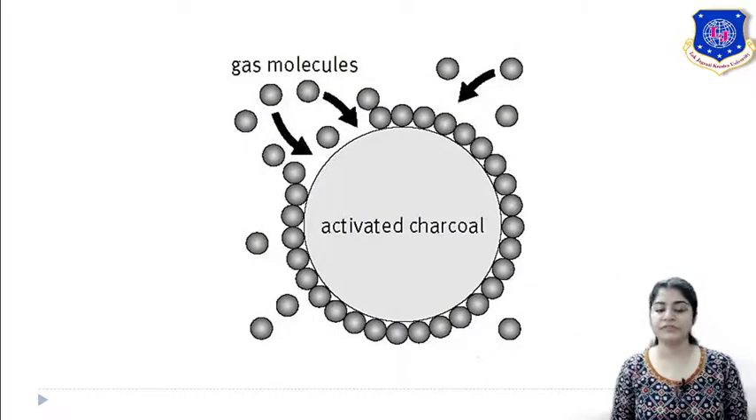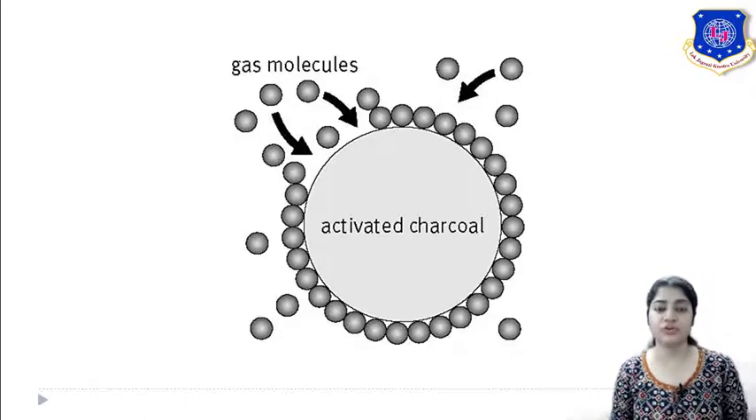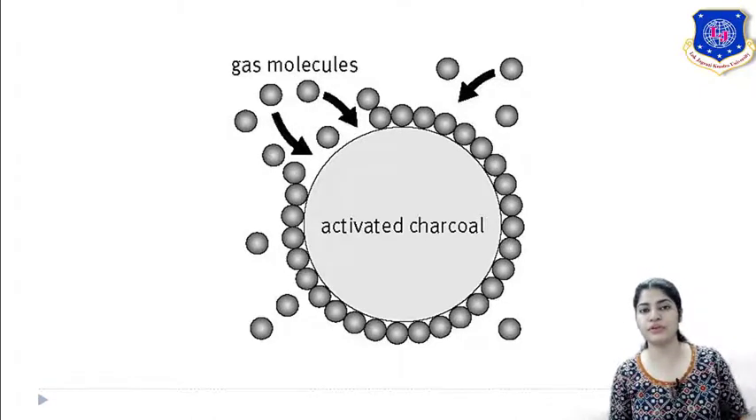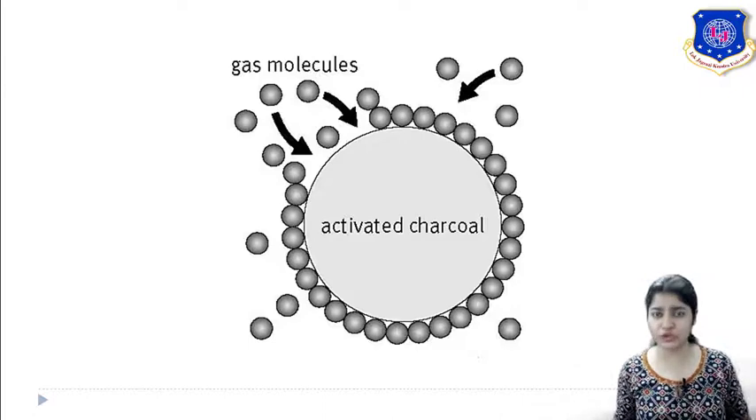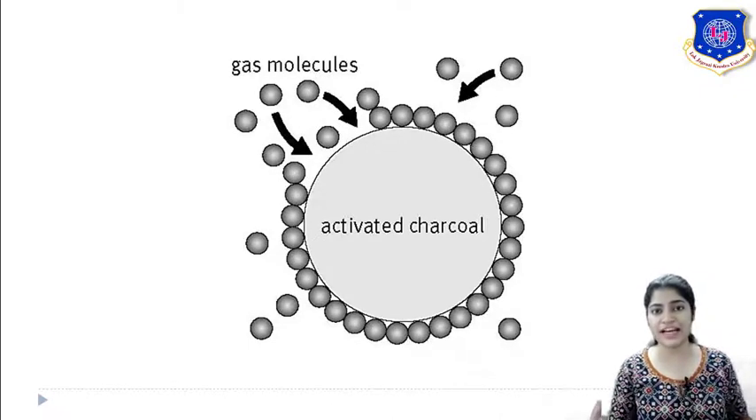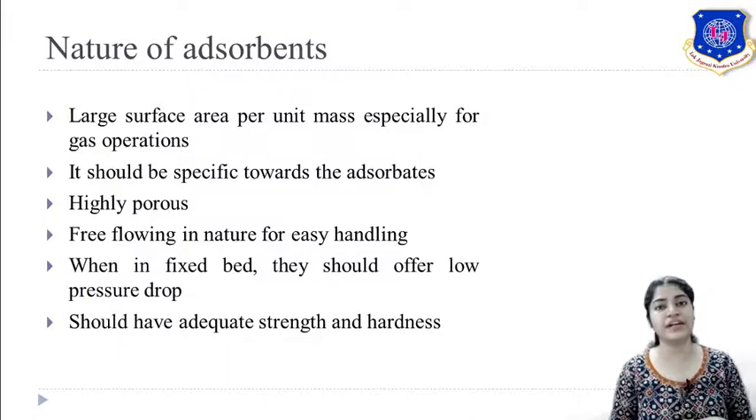Now the best kind of adsorbent used is activated charcoal. It is used to take out certain solutes from the gaseous mixture. It is generally used for removal of solute from your gas media. So you can see what the adsorption is, a layer of gas molecules is sticking over the activated charcoal. And the force which exists between these gas molecules and the adsorbent is your intermolecular force of attraction.